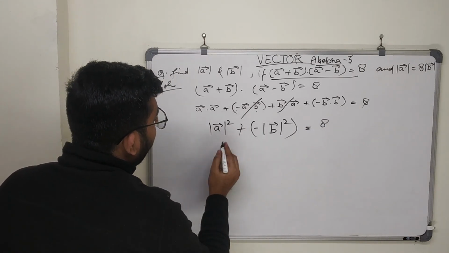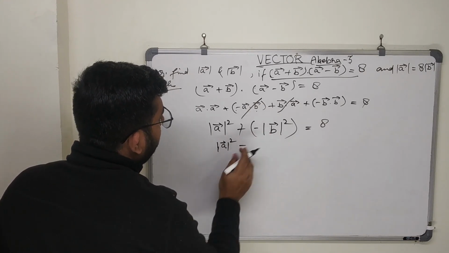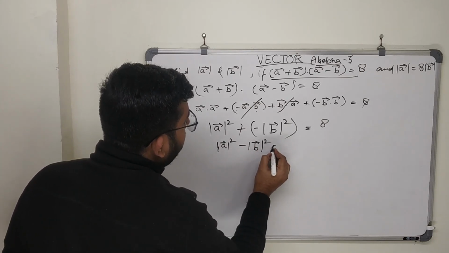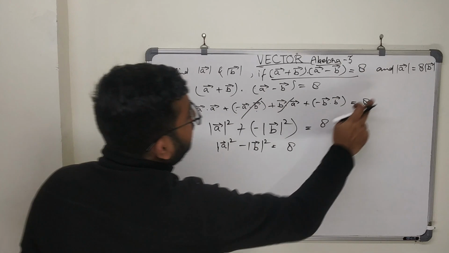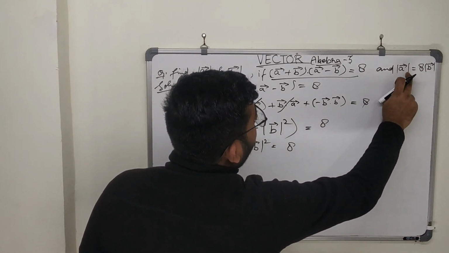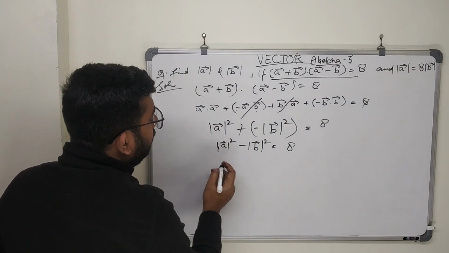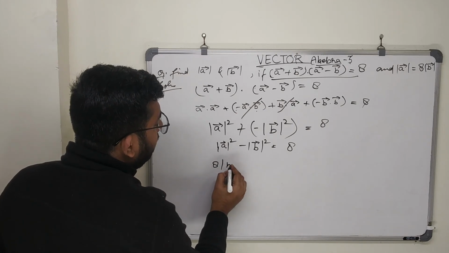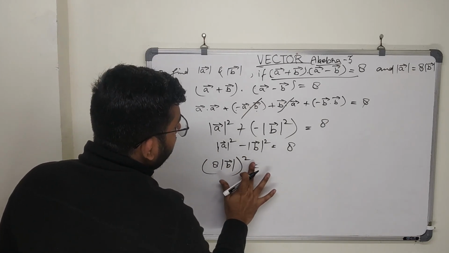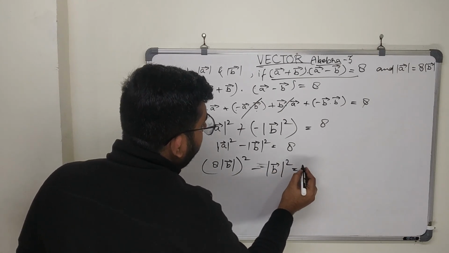So इसको सिंप्लीफाई करेंगे, a vector's magnitude square, plus minus, that is minus, square of magnitude of b vector is equal to 8. Now we can see that the magnitude of a vector is equal to 8 times the magnitude of b vector. So we can put here 8 times the magnitude of b vector and the whole square of it, minus the square of the magnitude of b vector, is equal to 8.